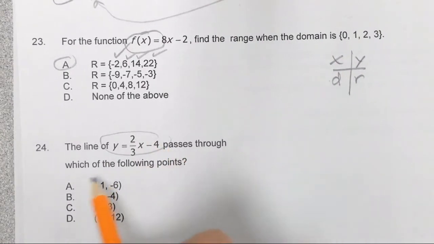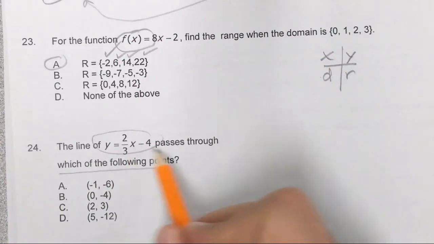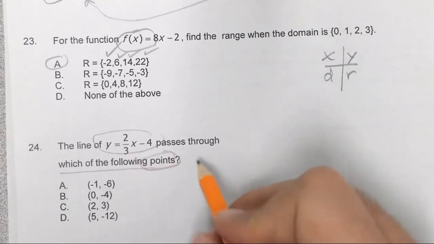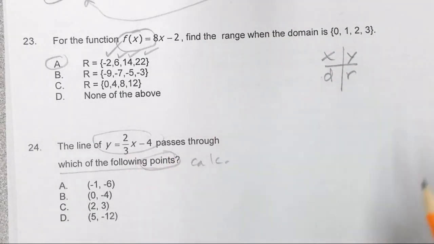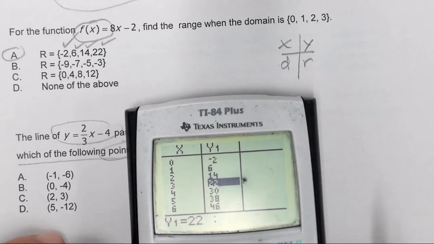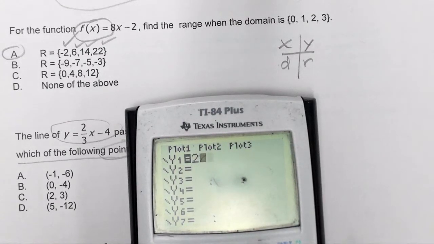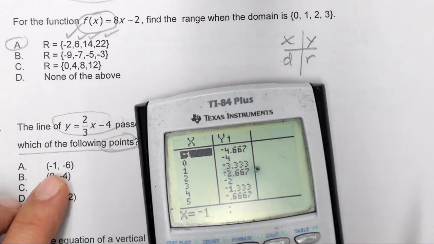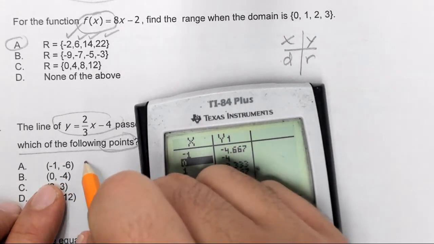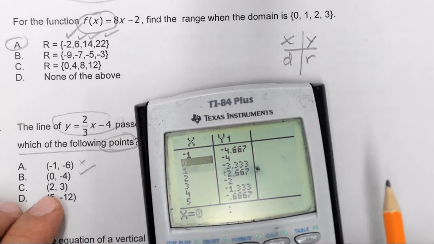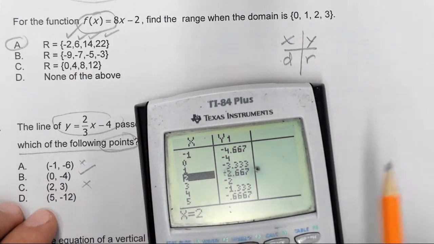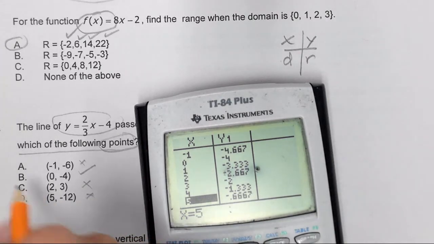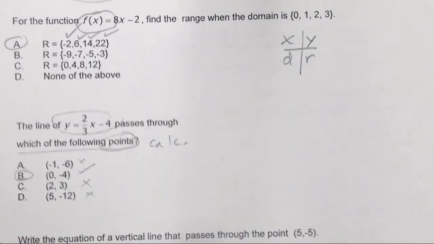This line passes through which of the following points? Again, if they want us to find the points, we're going to look at the table by using a calculator. So go y equals 2/3 x minus 4. And just look at the table. Okay, -1, -6 is not there. 0, -4 is there. 2, 3 is not there. 5, -12 is not there. The answer is B.